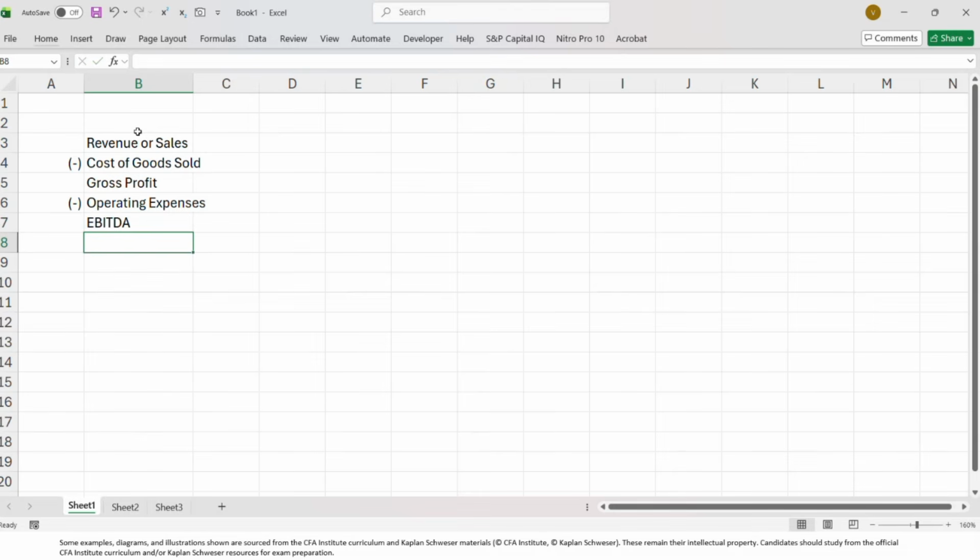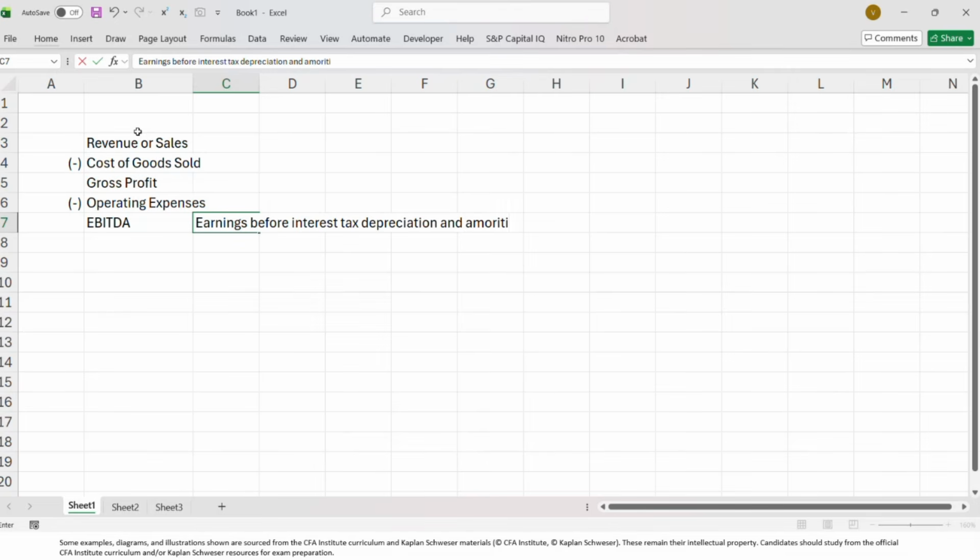What you will get is EBITDA. Some of you would have read it: earnings before interest, tax, depreciation, and amortization. Okay. So EBITDA is nothing but a type of profit. Let's put it that way. It's a type of profit, just called a different word.